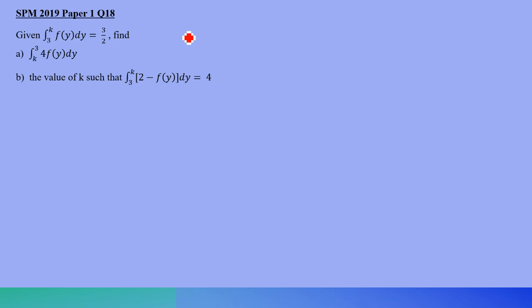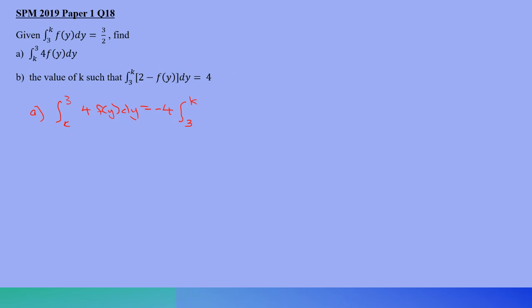This is last year's paper 1 question, straightforward. The integral from 3 to k of f(y) dy is given. But now they ask you from k to 3, so from k to 3 for f(y) dy. The rule says if you have the 4, it's a constant, you can leave it outside. If I want to change it to 3 to k, the lower and upper limit, I swap the order. So I need to put a negative here.